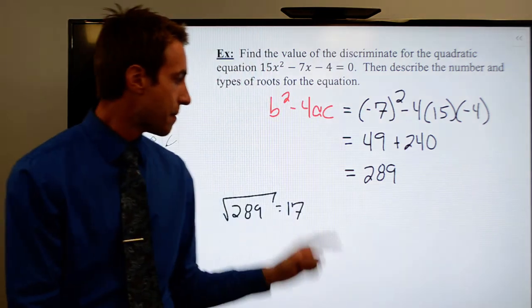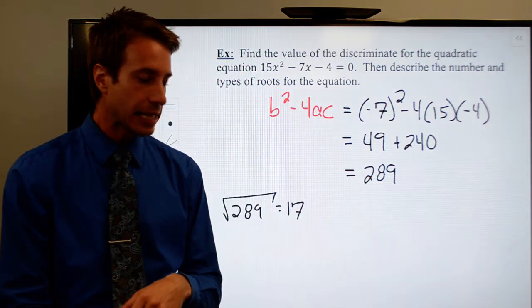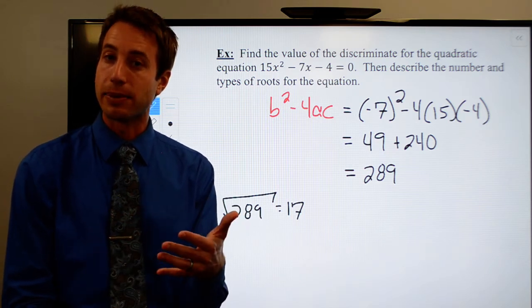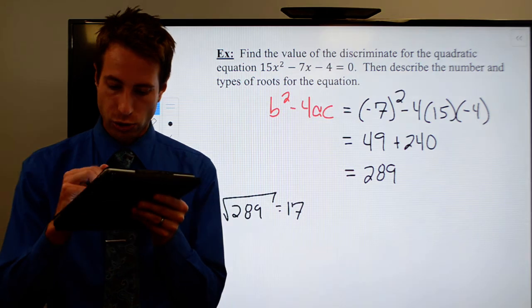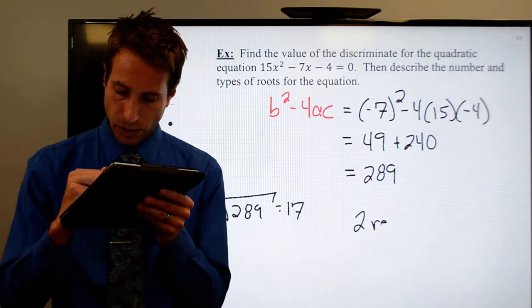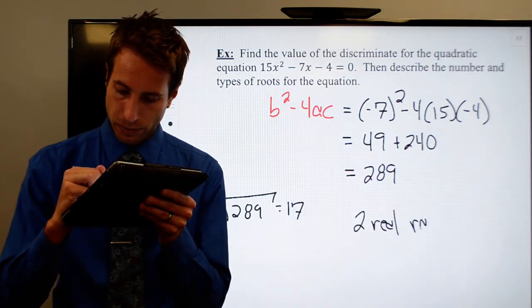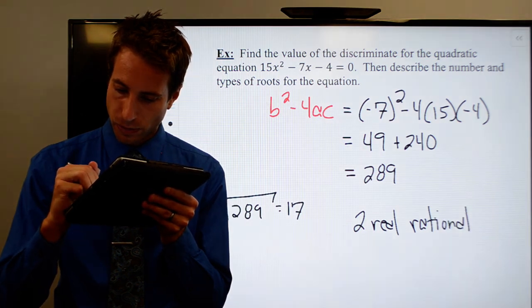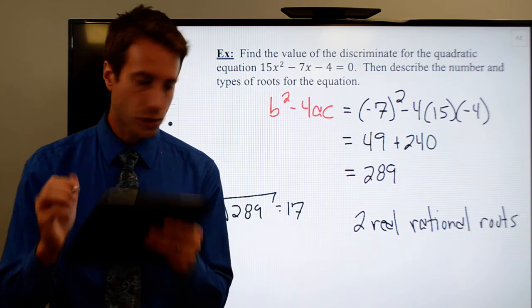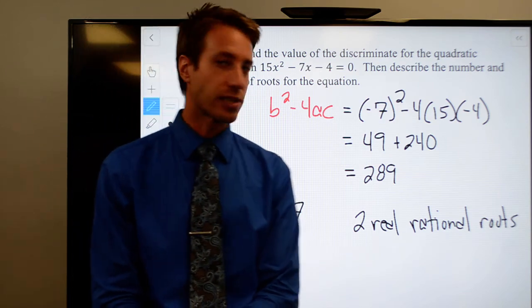Well, here's what that means. If I take the square root of 289, it's a perfect square. That means I'm going to get two real rational solutions. Two real rational roots. And it's just that simple.